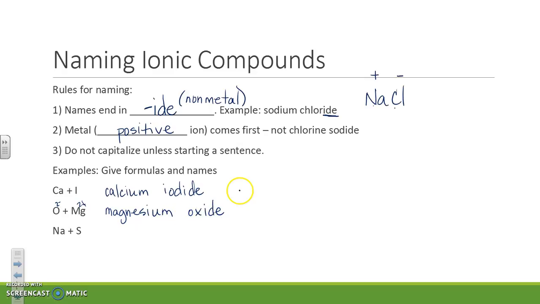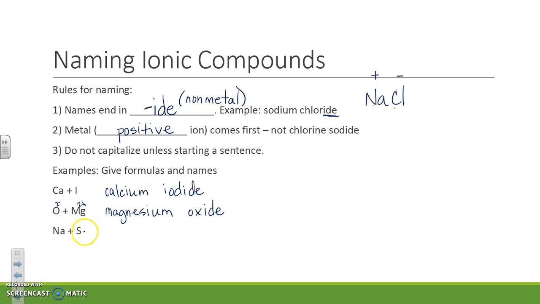Now, here's a good question that always comes up. How do you know how to change the end of the name? Well, you'll usually take the root, or the first syllable or two of the name. So if it's nitrogen, it becomes nitride. If it's carbon, it becomes carbide. If it's phosphorus, it becomes phosphide. If it's sulfur, it becomes sulfide. Chlorine becomes chloride. Bromine becomes bromide. I think you get the point.